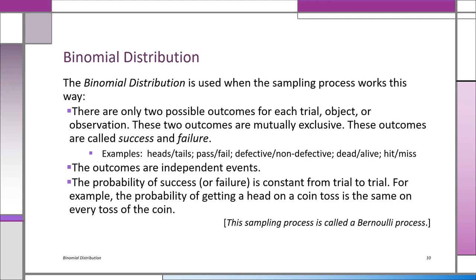And again, you'll remember that there are two outcomes because the word bi means two, right? So when you see binomial distribution, you know it's got to be two outcomes.